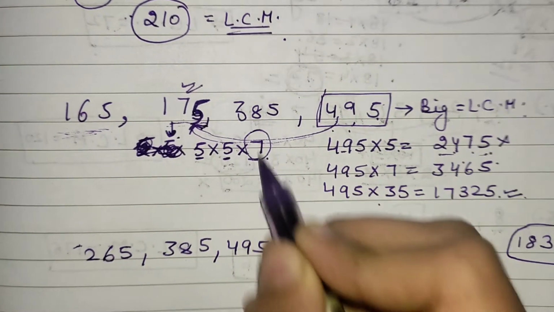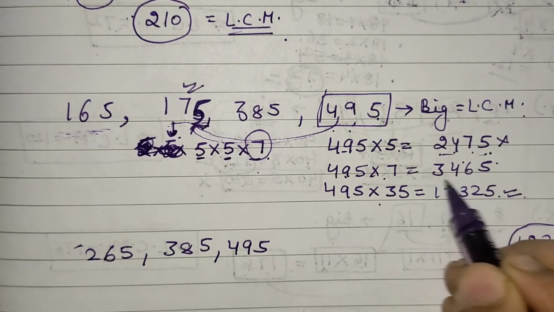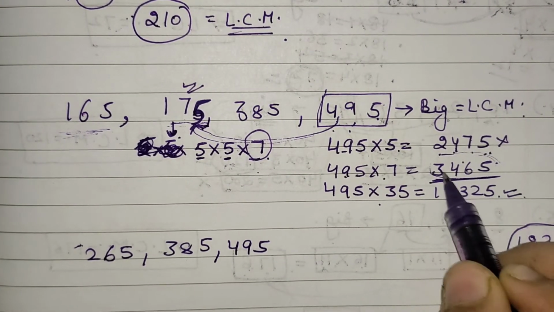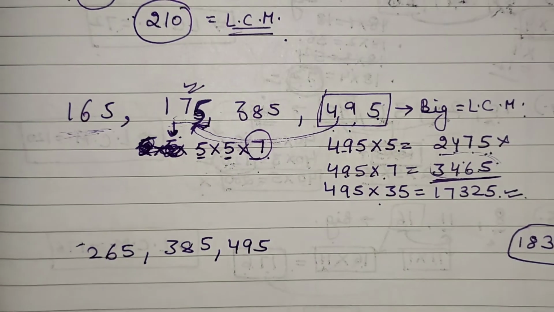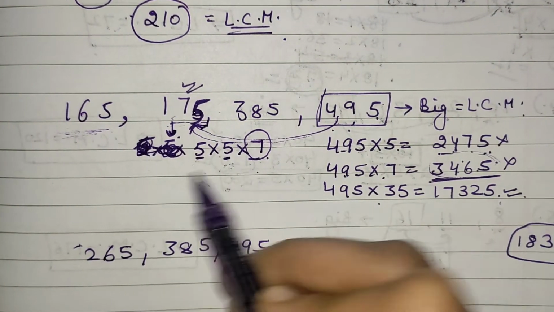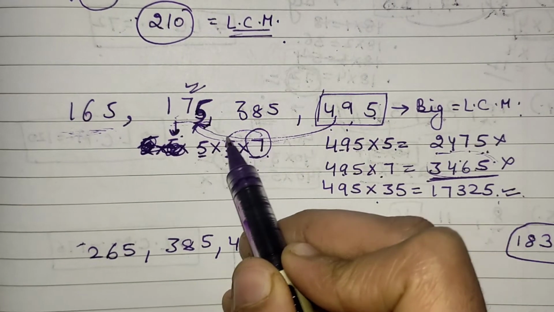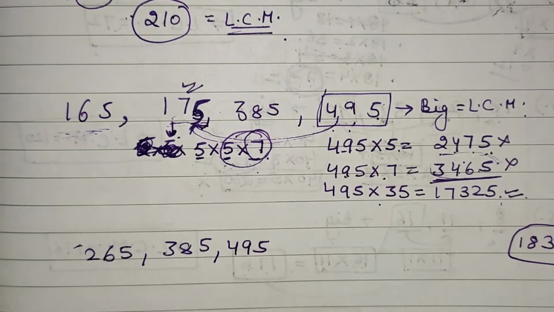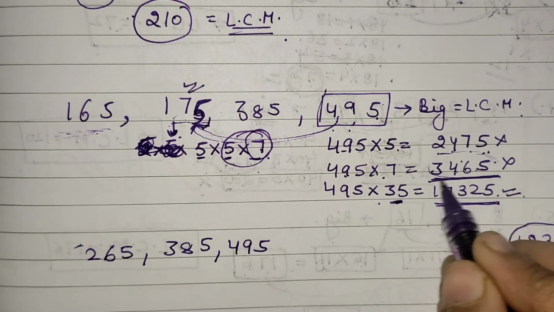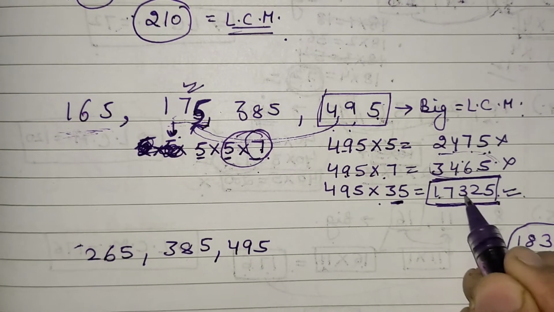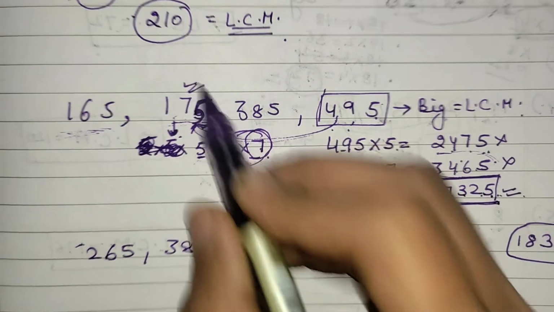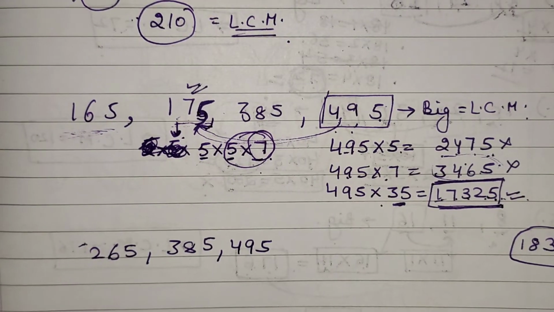Then I will take my next factor. 495 into 7 will give me 3465. So check whether 3465 is divisible by 175 or not. It is also not divisible. Then all of your factors are done, so you will take some random factors. 7 into 5 is 35. So when you multiply by 35, you will get 17325. So 17325 is divisible by 175.